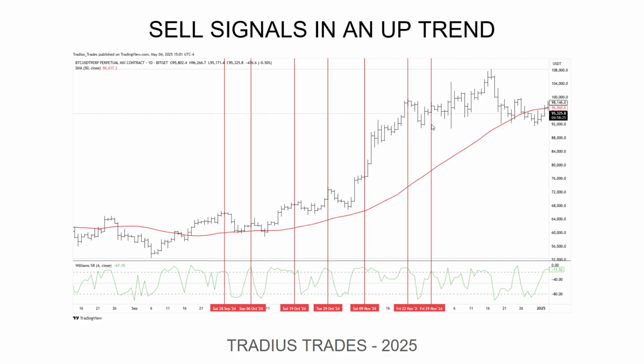50 period moving average sloping up, and then we got the sell signals, the overbought areas on the percent R. And overall, horrible time to try to sell. Okay, so that's what I mean by all sell signals are not created equal. You really need to take into account the trend.